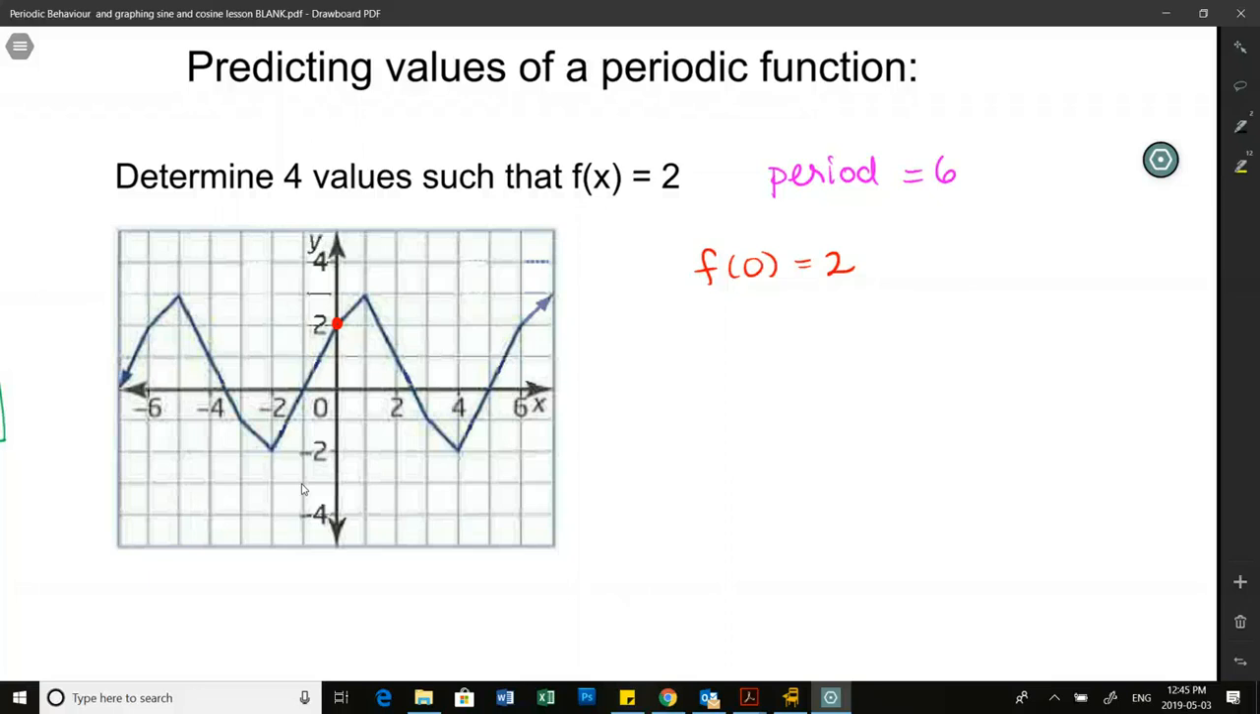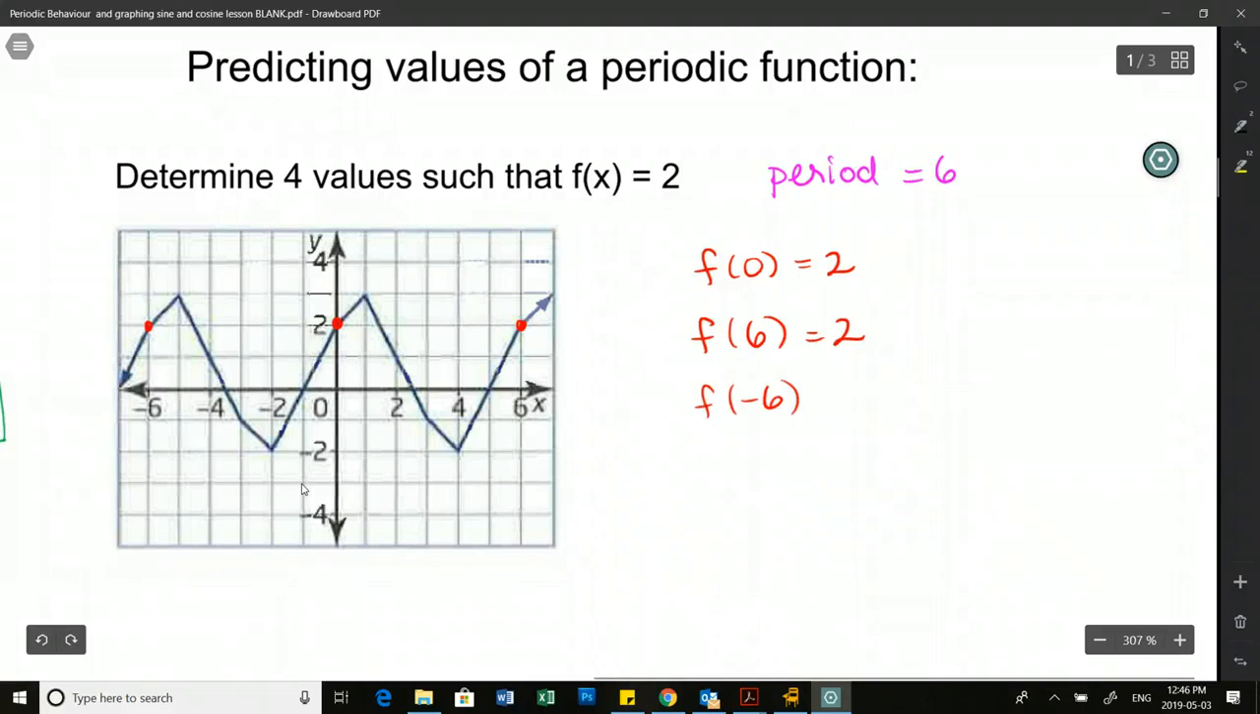Alex? F at 6 is equal to 2. Anything else that you can see? -6 is another one. Okay, this one asks us to figure out f at 4 though. So I have to imagine that this pattern is now continuing off of what I can visibly see in this example here. So what can I visibly see?